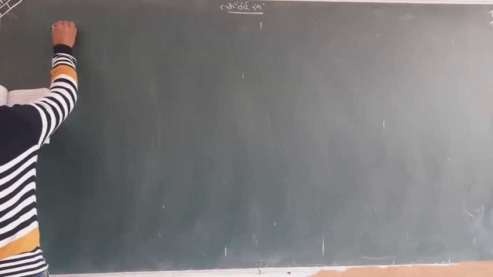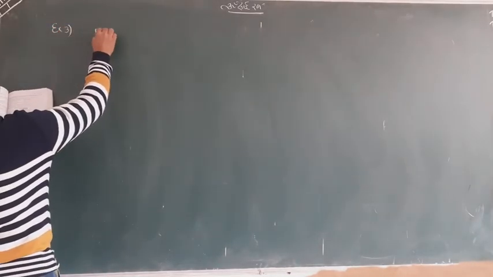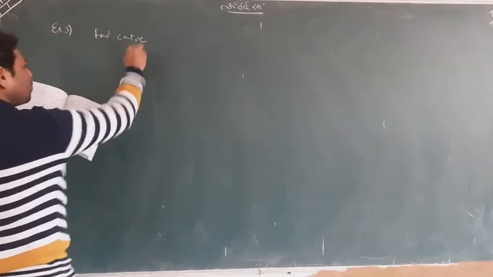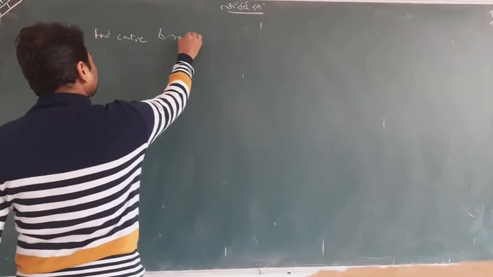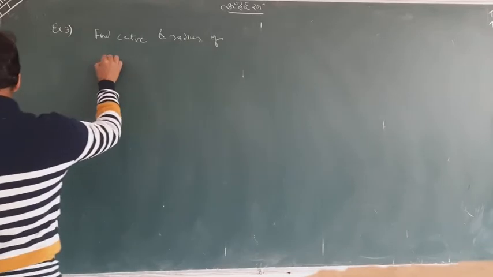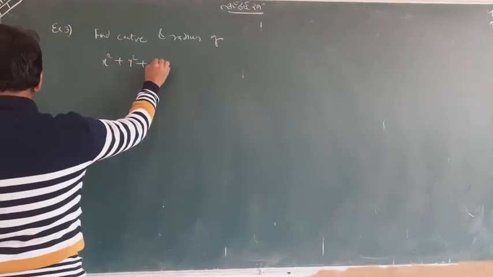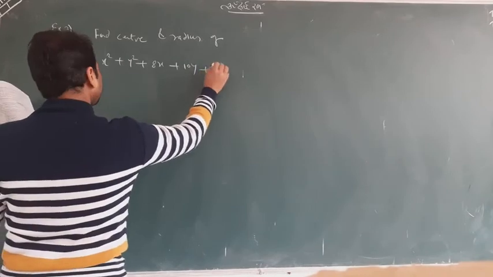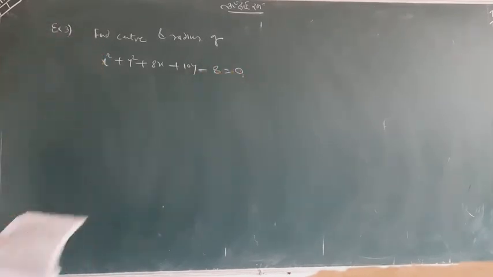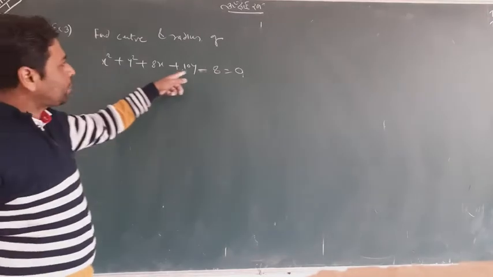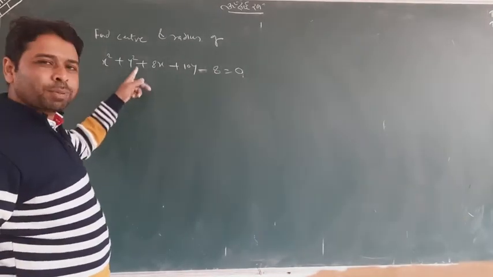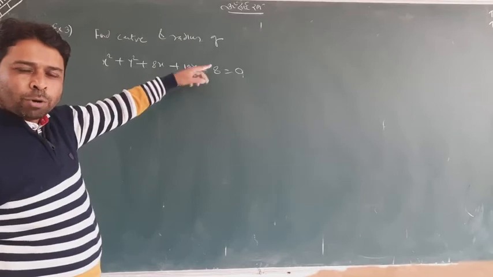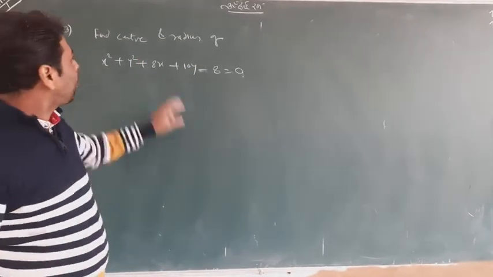Definitely, look, I tell you. I have example number 3. The question says: find the center and radius of the circle x square plus y square plus 8x plus 10y minus 8. This is my question. And again I tell you that this is none other than the general form. You know, x square plus y square plus x term plus y term plus constant term is the general form. And I have to find the center and radius.